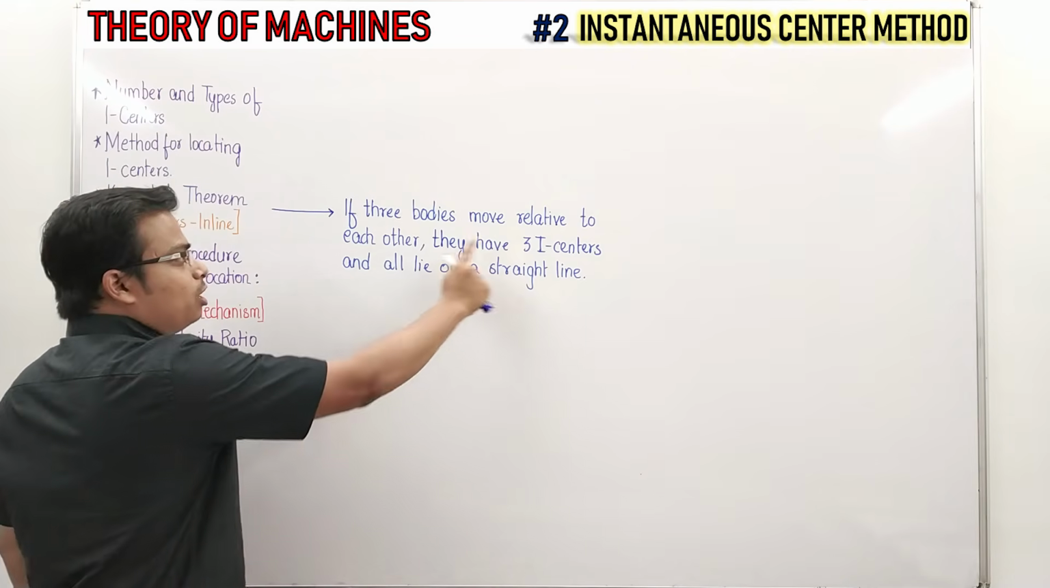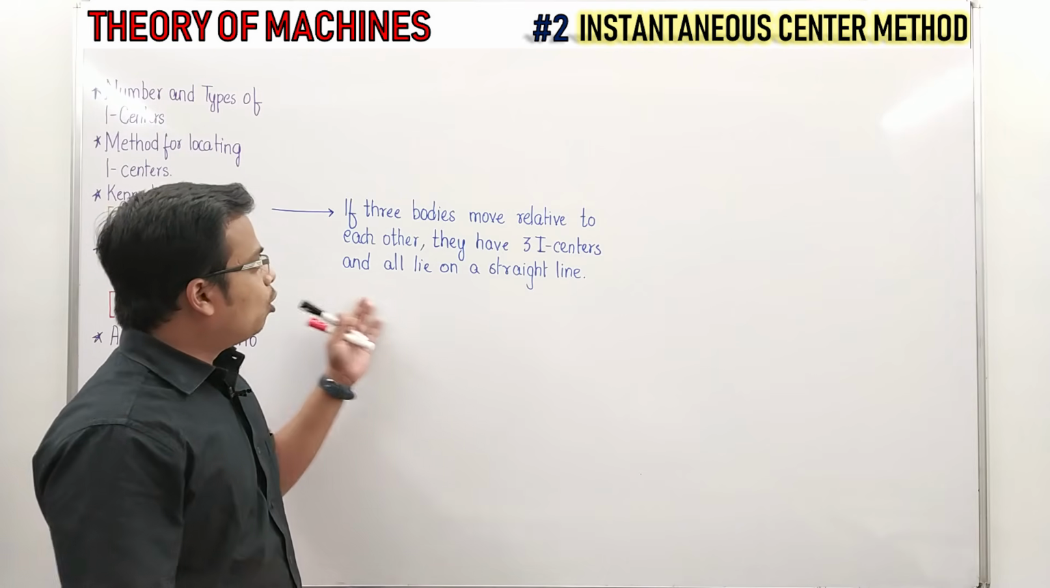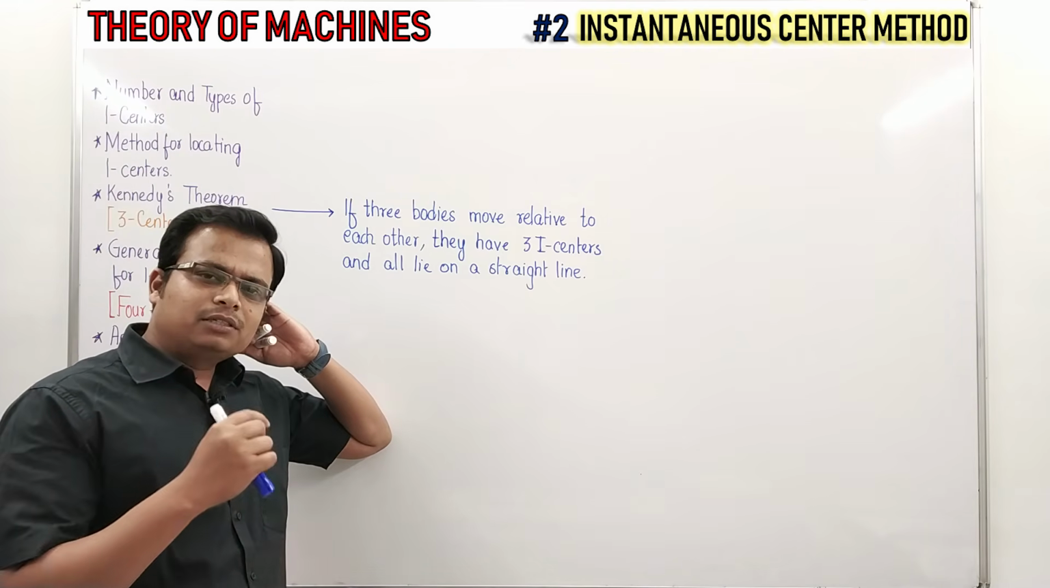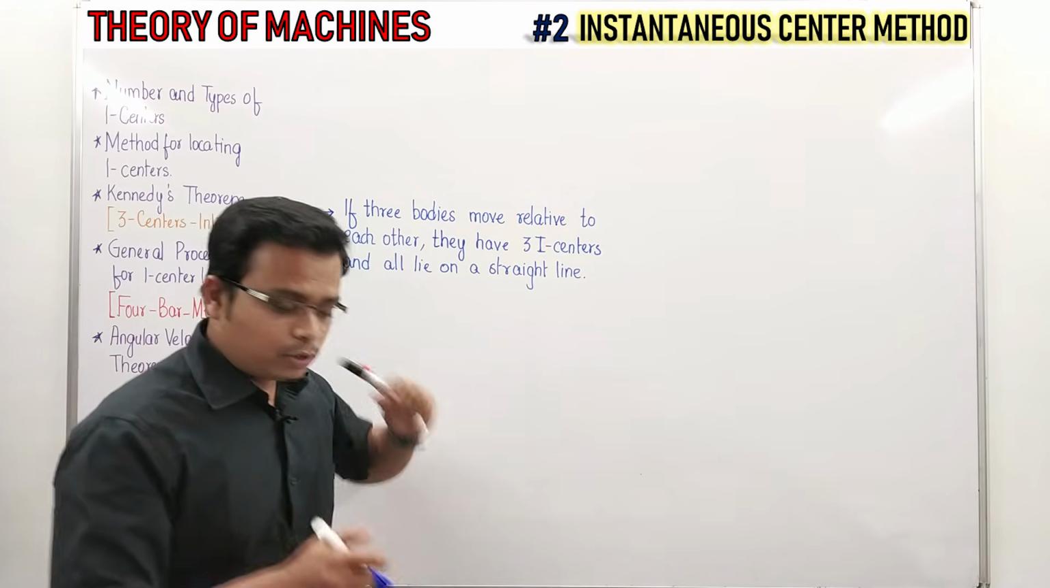So if 3 bodies move relative to each other, they have got 3 eye centers, fine, and all of them lie on a straight line. Well, if you just try to think about this, all the eye centers are going to lie in a straight line. Is this true? Let us try to work it out.